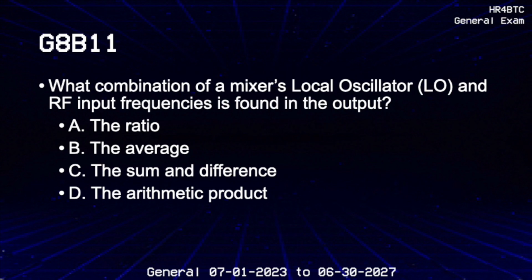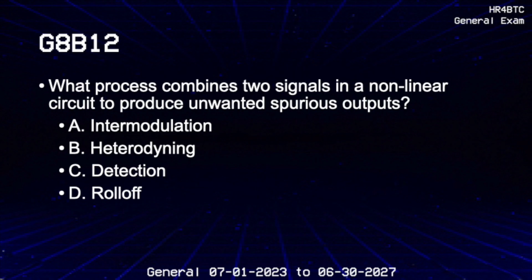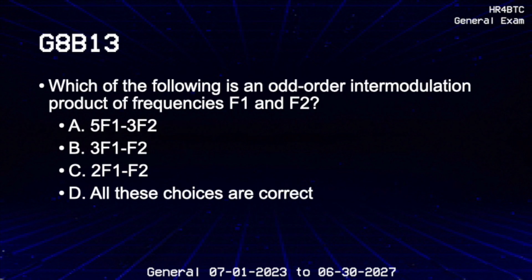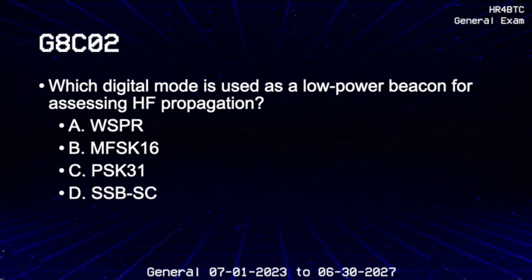What combination of a mixer's local oscillator LO and RF input frequencies is found in the output? The sum and difference. What process combines two signals in a nonlinear circuit to produce unwanted spurious outputs? Intermodulation. Which of the following is an odd-order intermodulation product of frequencies F1 and F2? 2F1-F2.